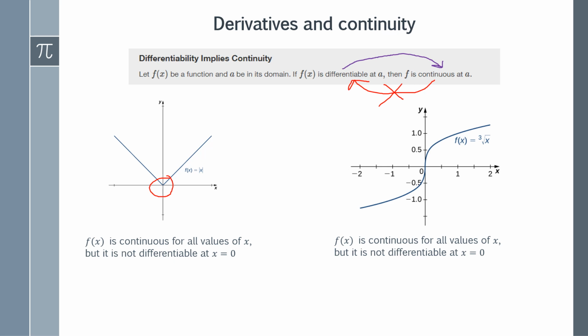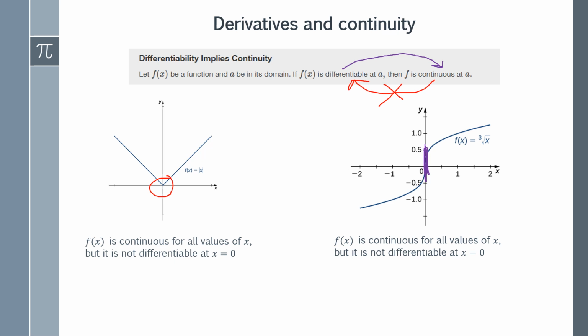And for this function, we will see that f is continuous for all values of x. No problem here. We can apply the three conditions of continuity. And from the graph, we can see that there are no jumps, no asymptotes, no holes. Okay, but again, it is not differentiable at x equals 0. And from a graphical point of view, this would be represented by the vertical tangent.